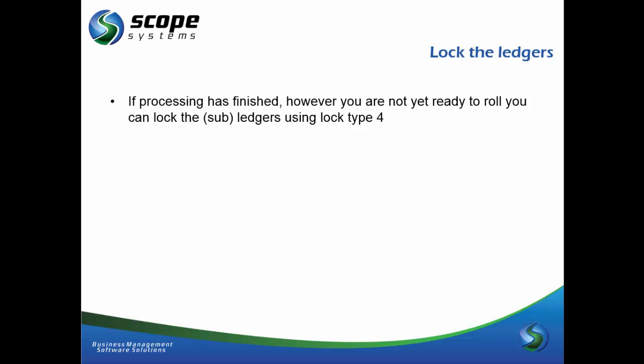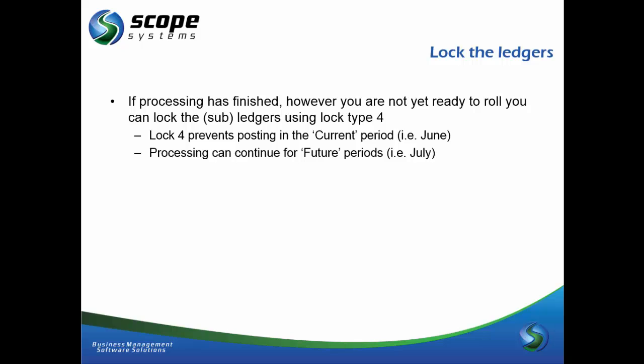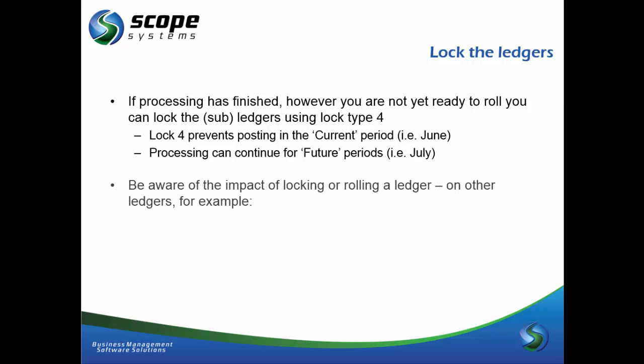Locking the ledgers. If processing has finished and you're not ready to roll, you can lock the subledgers using type 4. Lock 4 prevents postings in the current period, i.e. June. Processing can continue for future periods.